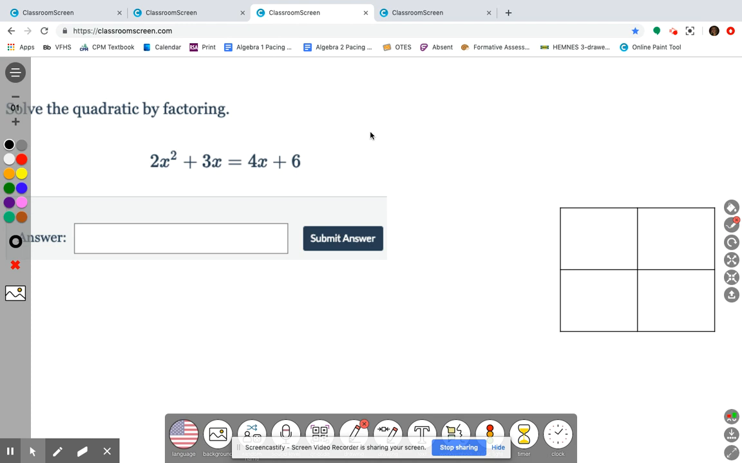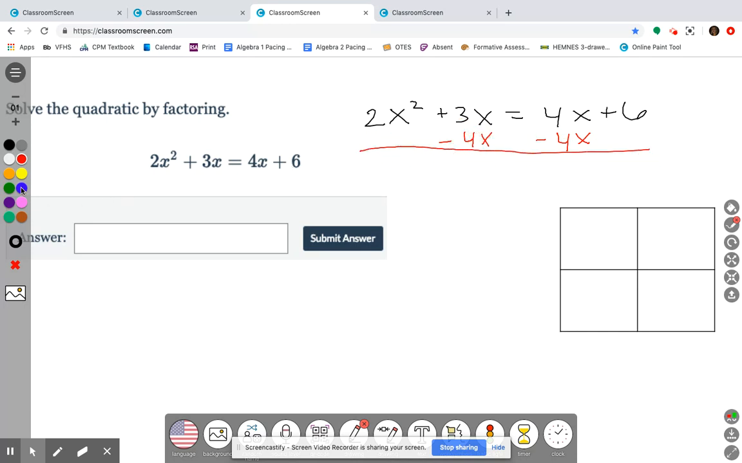The second example we're going to do, we were given 2x squared plus 3x equals 4x plus 6. We again need to get it into standard form. So I'm going to start by getting this 4x to the other side. It's positive, so I'll subtract. I need to get this 6 to the other side. It's positive, so I'll subtract again, but there's no constant on the left side to combine it with, so I'm just going to place it on the very end.